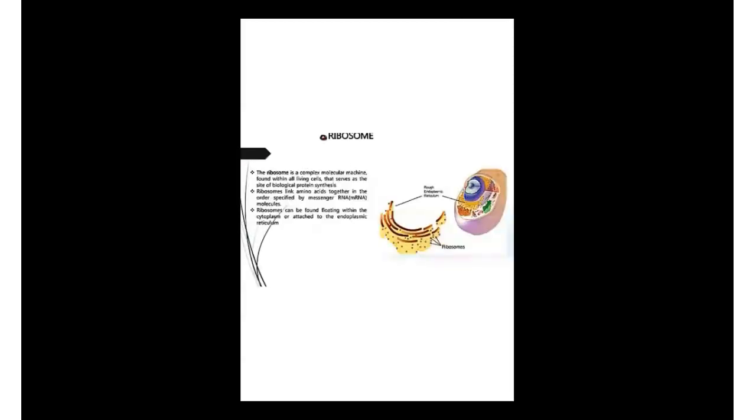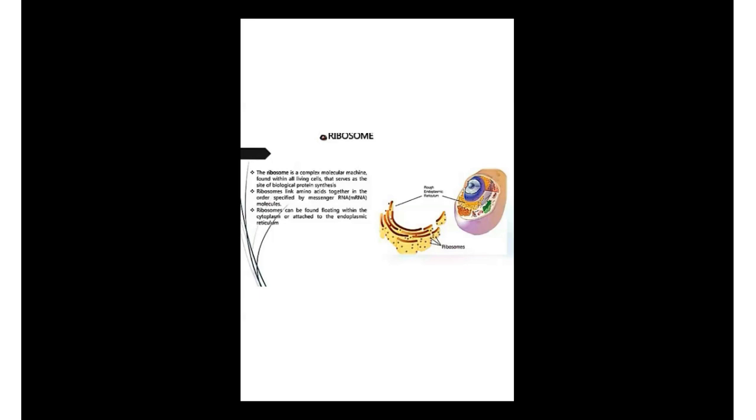Next is your ribosomes. A ribosome is a complex molecule and machine, and this is the site where your protein synthesis takes place. In the case of the human body and animal cell, the protein synthesis will be taking place in ribosomes. Ribosomes are like amino acids linked together in a specific order by messenger RNA molecules.